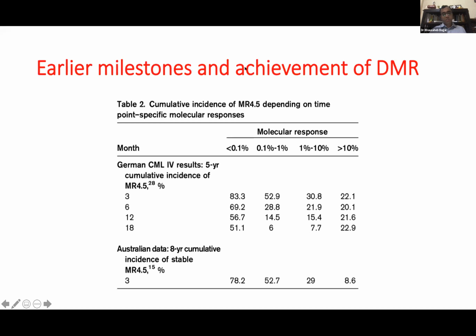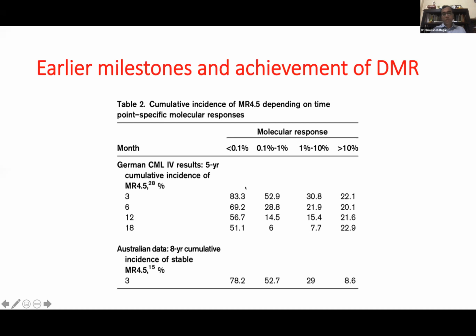So this is from the German CML4 study, and what it tries to show is your chances of achieving a deeper remission in the long term. So if you have a 3-month value of say more than 10%, you didn't achieve an EMR, then your chances of achieving MR 4.5 is just 20%. So it's very low. And if your goal is to achieve a deep molecular response, probably you need to act on this.